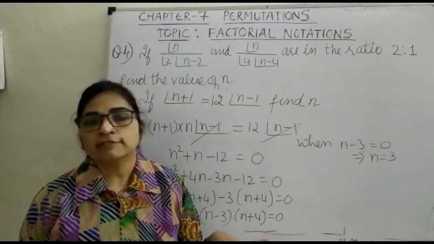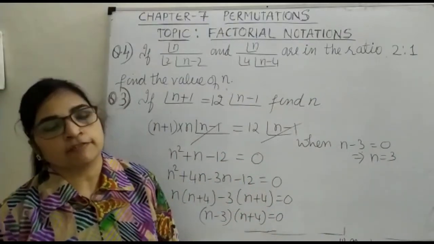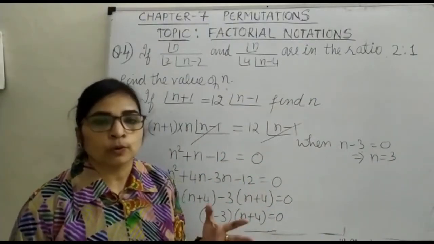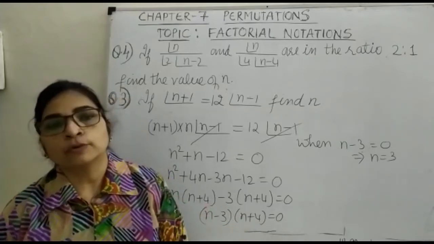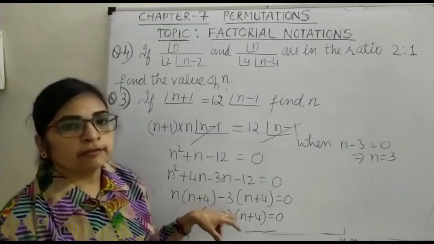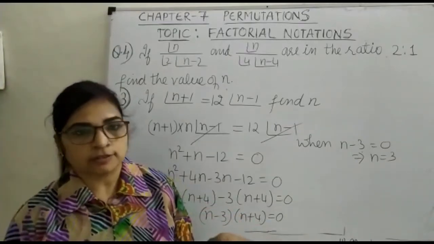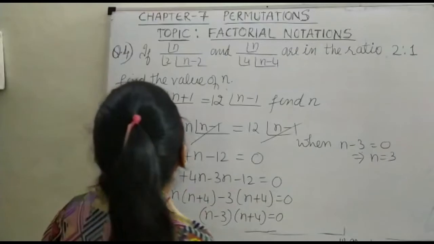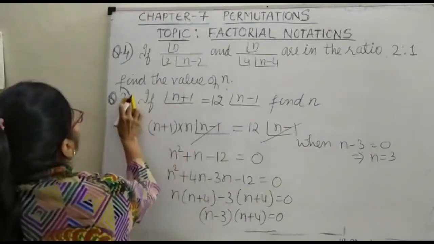We have already seen that n factorial is defined only if n is a whole number, which is also known as a positive integer. So it is only defined for the positive integers. Okay. So now let us come to the question number 4.